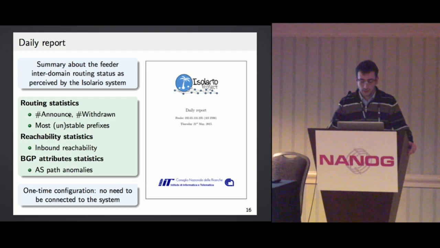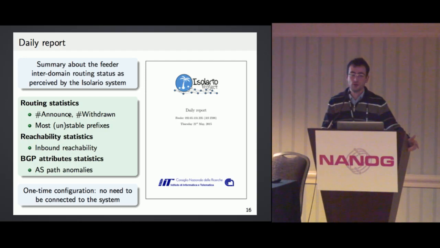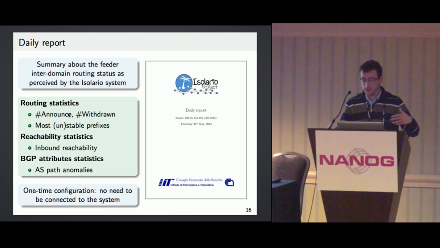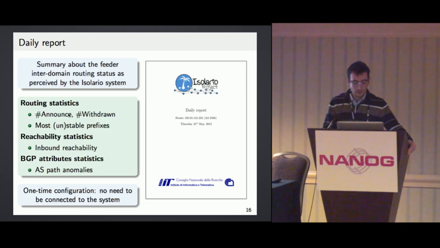Then there is the daily report, which is a document which is computed once per day, exploiting all the BGP data available. So the BGP data collected by Isolario, but also by all the other route collector projects: RouteViews, RIPE RIS, and PCH. The main aim of this report is to provide the user information on network anomalies that may go unnoticed.